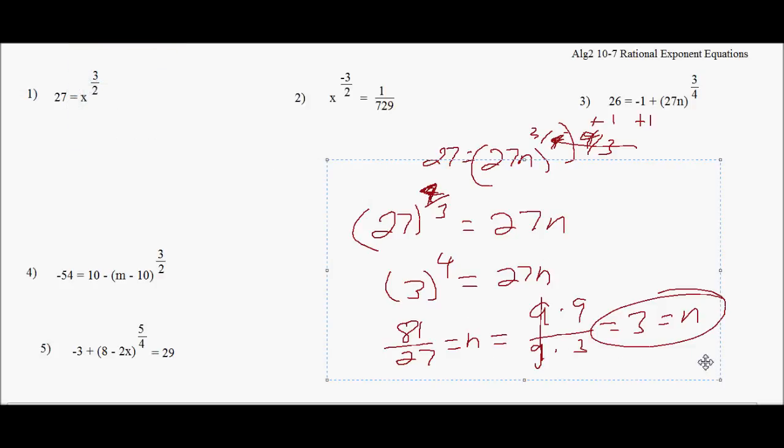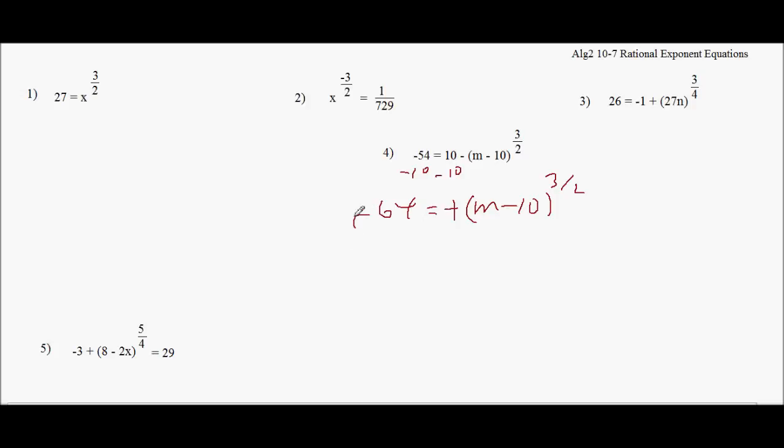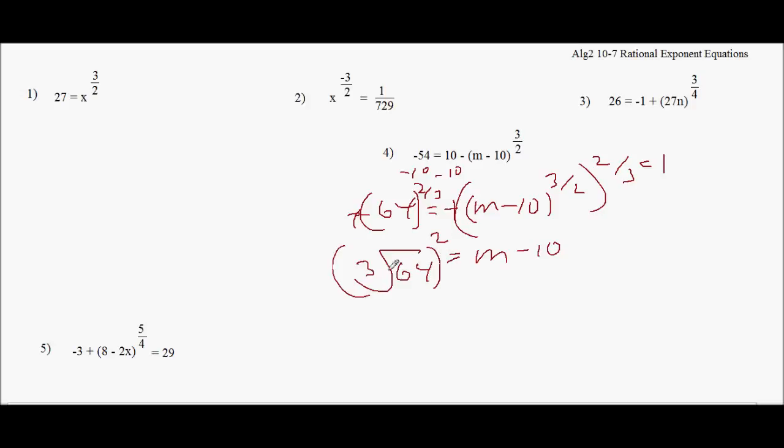Okay, and then this number 4, and you can see the pattern really developing here. Minus 10, minus 10, I get minus 64 equals minus the quantity m minus 10 to the 3/2. Well, the minuses go away. Then I'm going to multiply everything by 2/3 here. This gives me m minus 10, because this cancels, this goes to 1, right? It's the third root of 64 squared. Well, the third root of 64 is 4, squared.